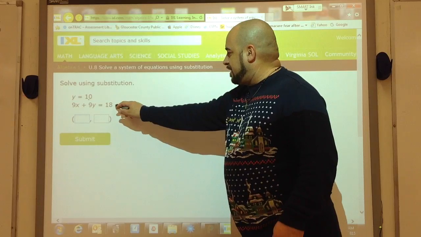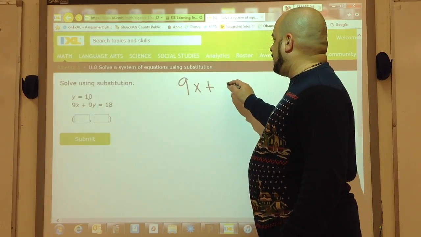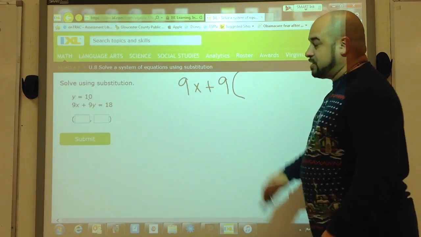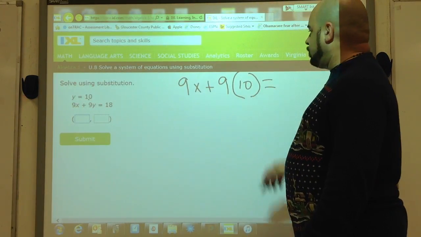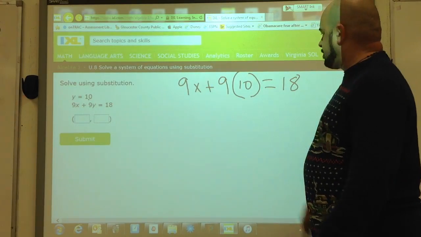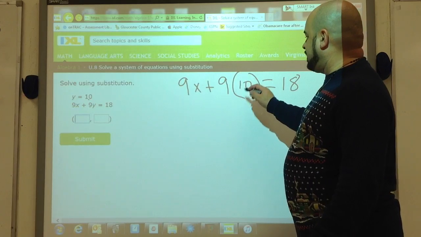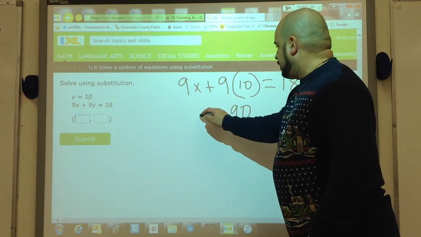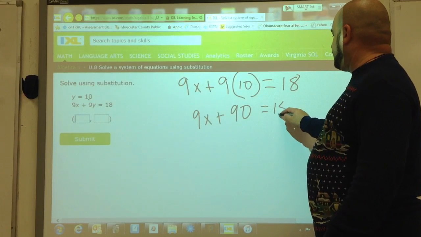So I take my second equation, and I'm going to bring it here. 9x plus 9, substituting y with 10, equals 18. So now let's get x by itself. 9 times 10 is 90. So I have 9x plus 90 equals 18.